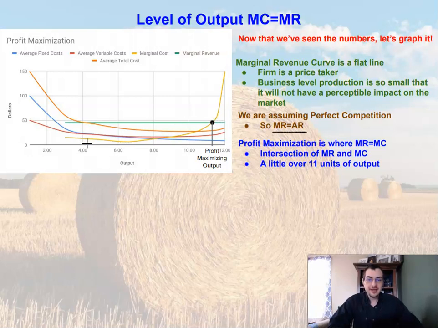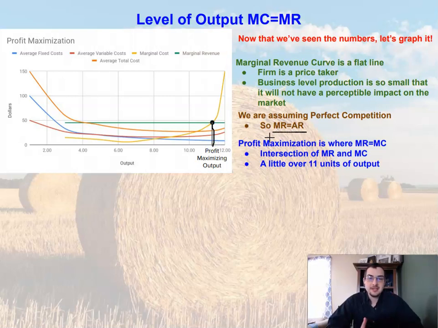So the next thing that we need to focus on is that we said that marginal revenue equals marginal cost at the profit maximizing level of output. So we have our marginal revenue curve here, and our marginal cost curve right here. Our marginal cost curve is that orange curve, and where those two intersect, which is right there at that point, that's that profit maximizing point. So that profit maximizing point is where MR equals MC. It's the intersection of that MR and that MC curve. And we find out that it's just a little over 11 units of output.